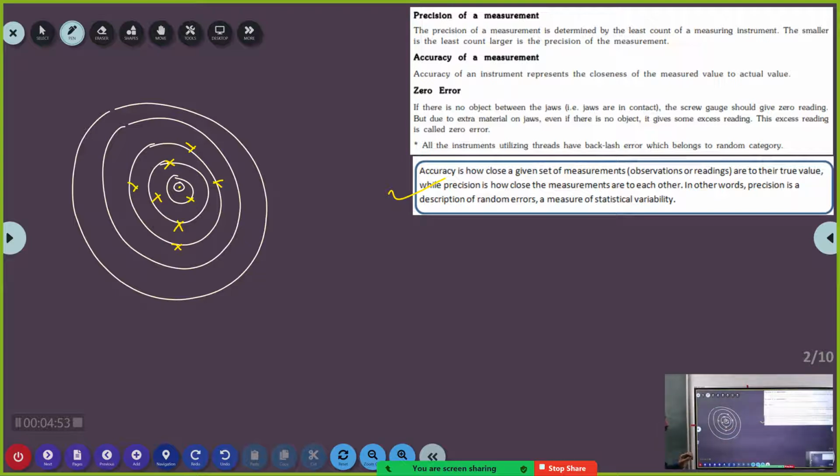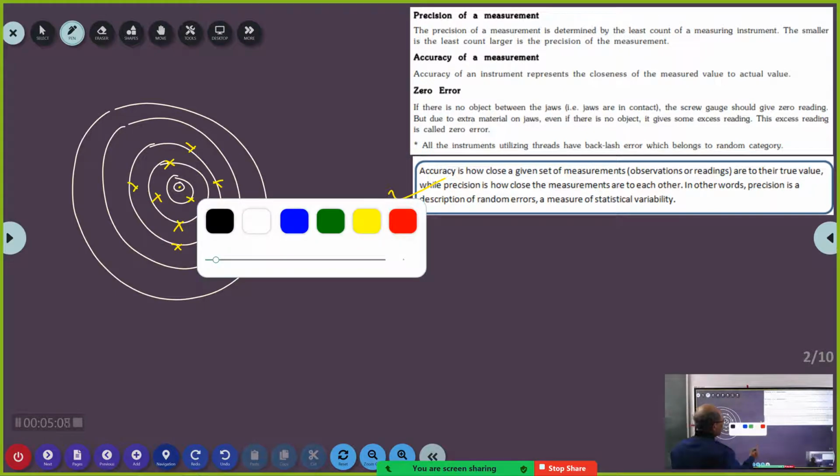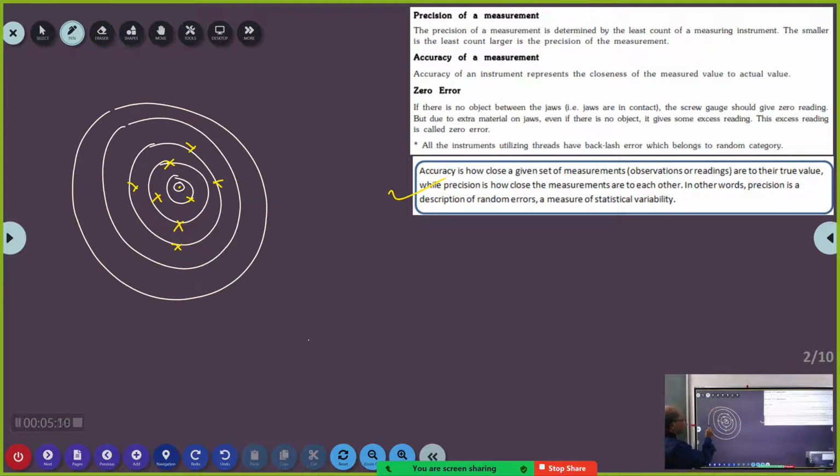So, you are playing darts or something like that, so you are hitting it. You have got the scores around this point, and then another person comes and hits the dart like this: one here, one here, one here, one here, one here, one here, one here, one here.